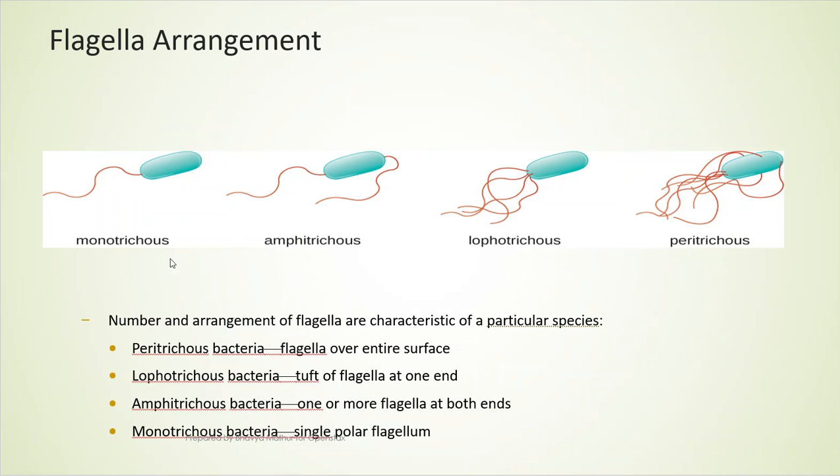Flagella arrangements: monotrichous, at one end; amphitrichous, you've got them at both ends, and those are oftentimes called polar flagella. Lophotrichous, you've got a bunch, but only at one end. Peritrichous is where you have these flagella all over the bodies, and they come together in groups. You can see all that right there as well.